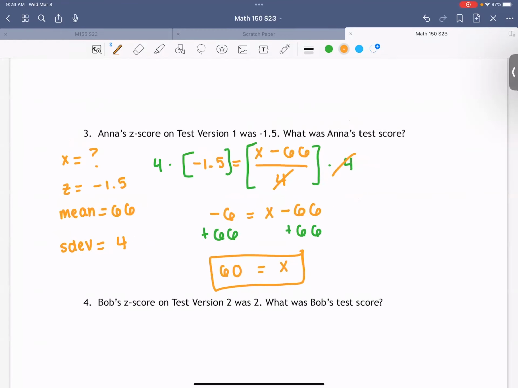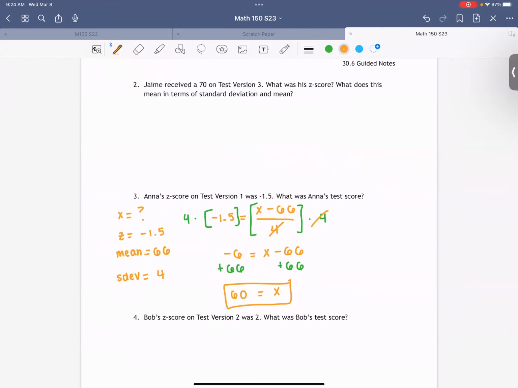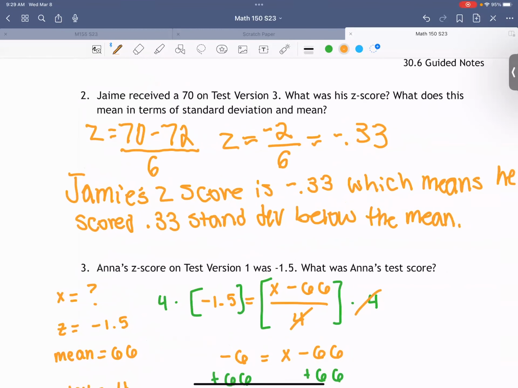Any questions on what I did for number 1 and 3? All right, I guess you know what's coming next. I want you to give number 2 and 4 a try. This time we have Jamie receiving a 70 on test version 3. I want to know what Jamie's z-score is. Who wrote this one up? Is that Emma? Do you want to take us through how you did this one?